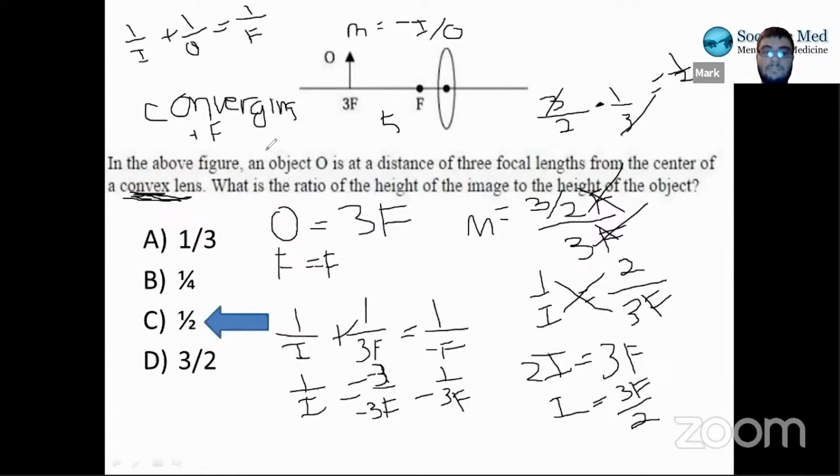Yes, half is less than 1, right? So the ratio of the height of the image to the object, the image that you get as a result, is actually half the size of the object, right? It's smaller. So M is 1/2. So the image is actually smaller than the object, right? It actually shrunk.